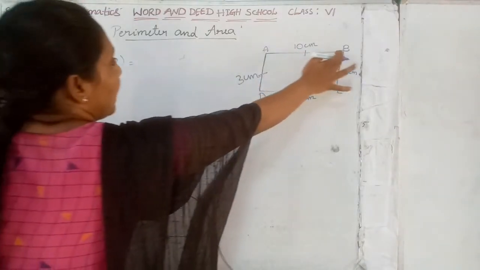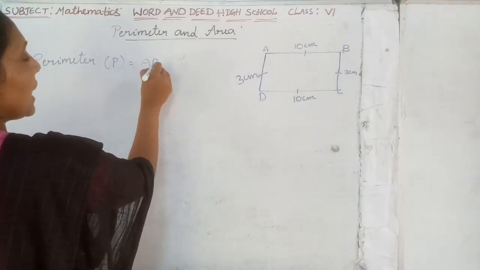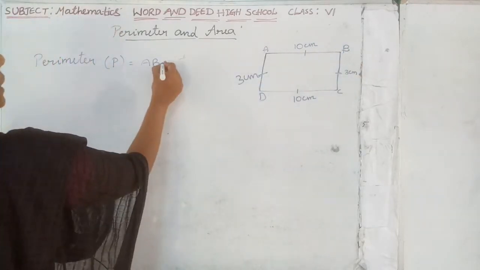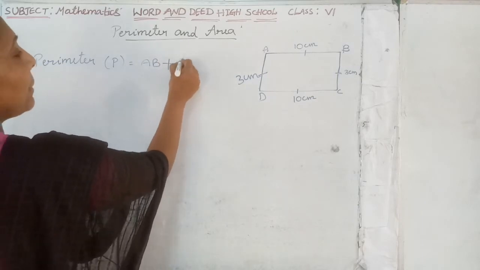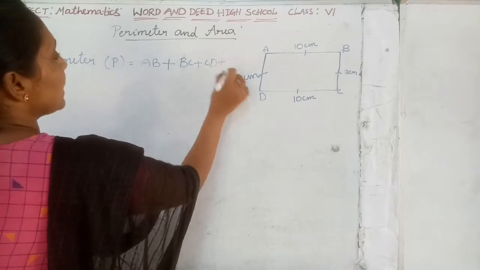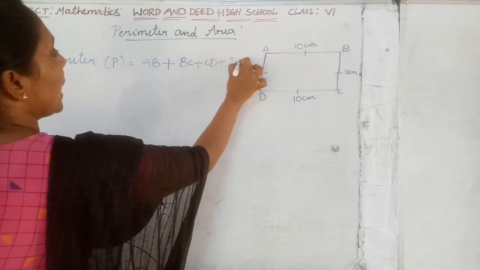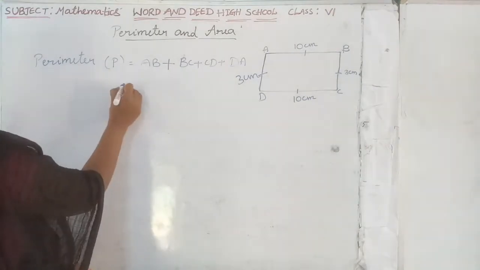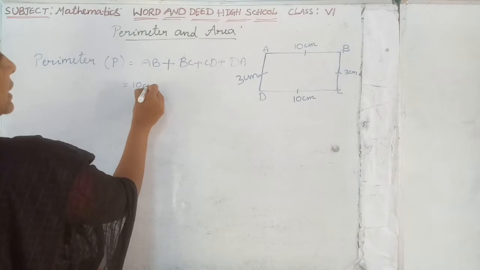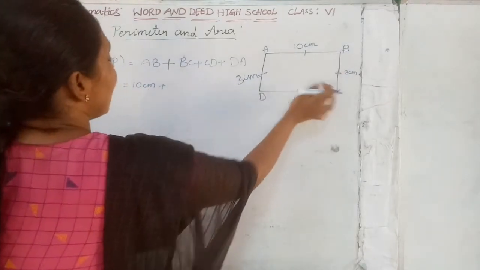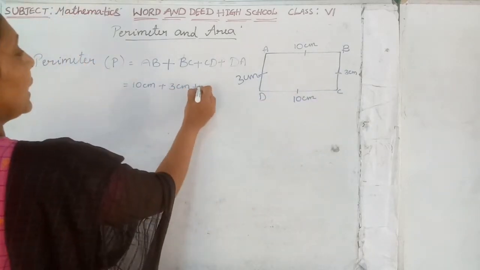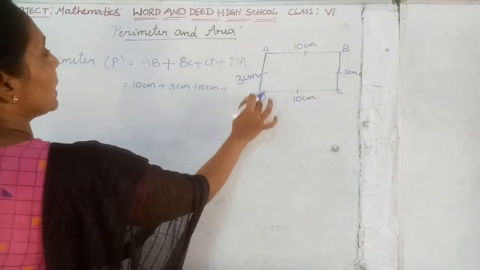So what are the sides we have? 4 sides. 1, 2, 3, 4. AB plus BC plus CD plus DA. So 4 sides we are adding, children. We know the measurements also. What is the AB length? 10 centimeters. Plus what is the BC? 3 centimeters. Plus what is the CD? 10 centimeters. Plus what is the DA?